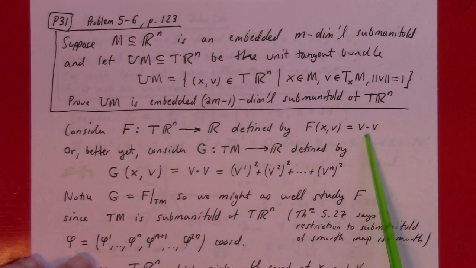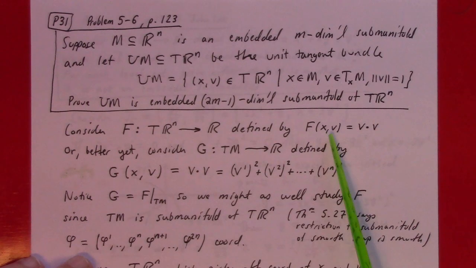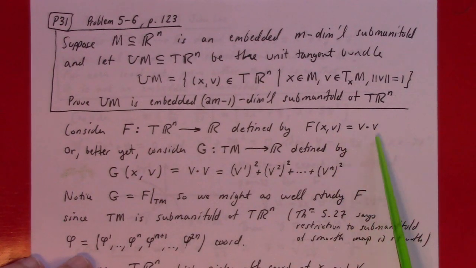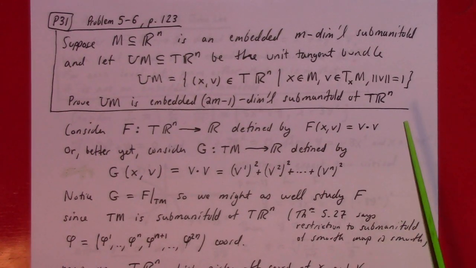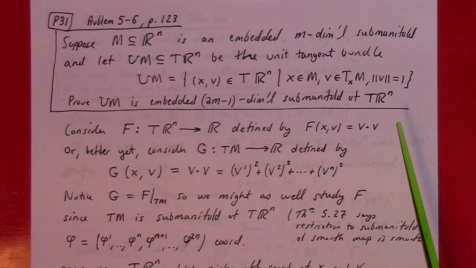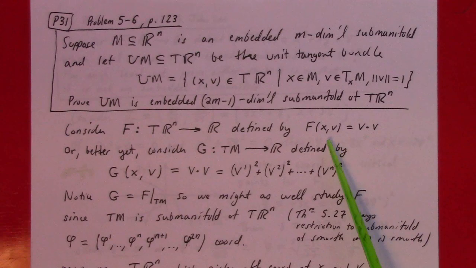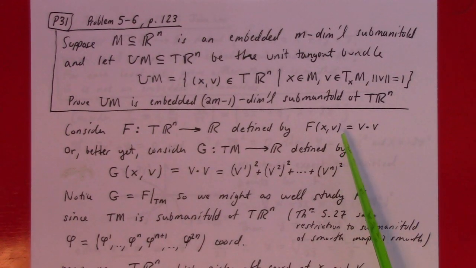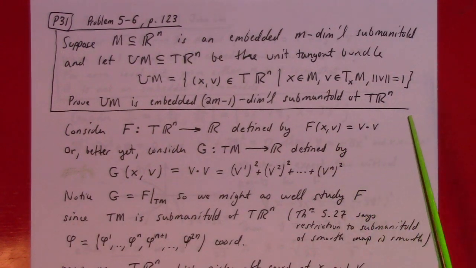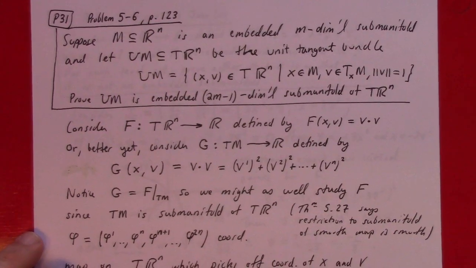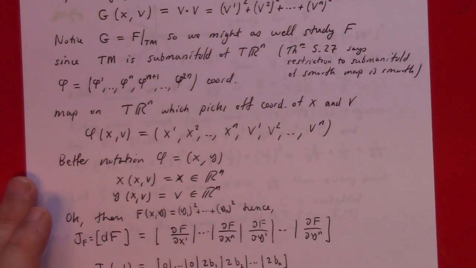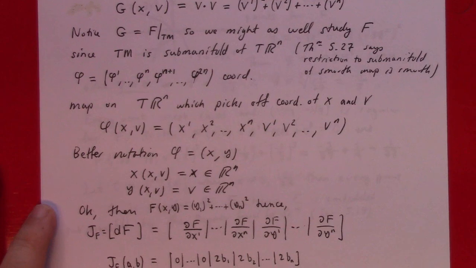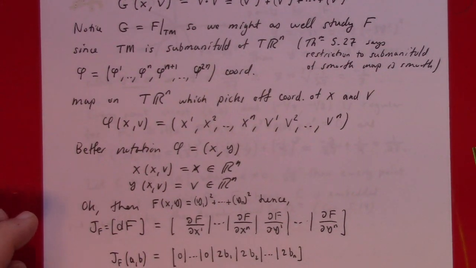F of (x, v) is v dot v, right? So then f inverse of (0, 1) gives me the set of all (x, v) such that v dot v is 1. Now that's not UM, that would be the unit tangent bundle of all of Rn. But if we restrict that so x is just taken from the submanifold, then we definitely have UM. But the thing is, we have theorems about restricting smooth maps to submanifolds, so I might as well just work on all of Rn.